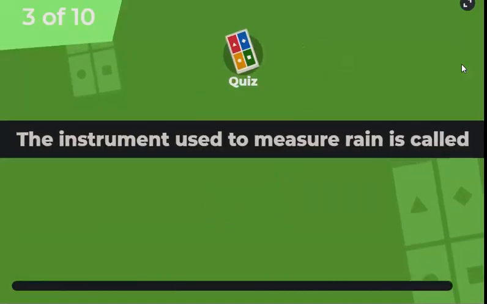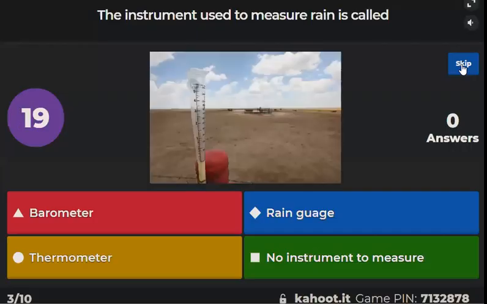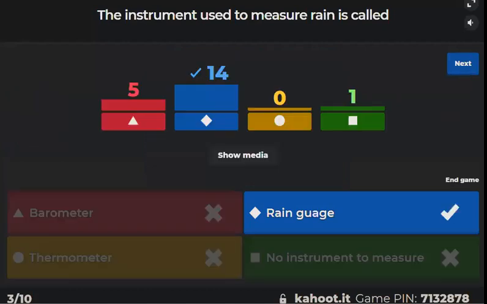The instrument used to measure rain is called? Tell me, we have studied this. See this funnel shaped with markings? Yes, very good. Rain gauge, right? Barometer is used to measure pressure, right?